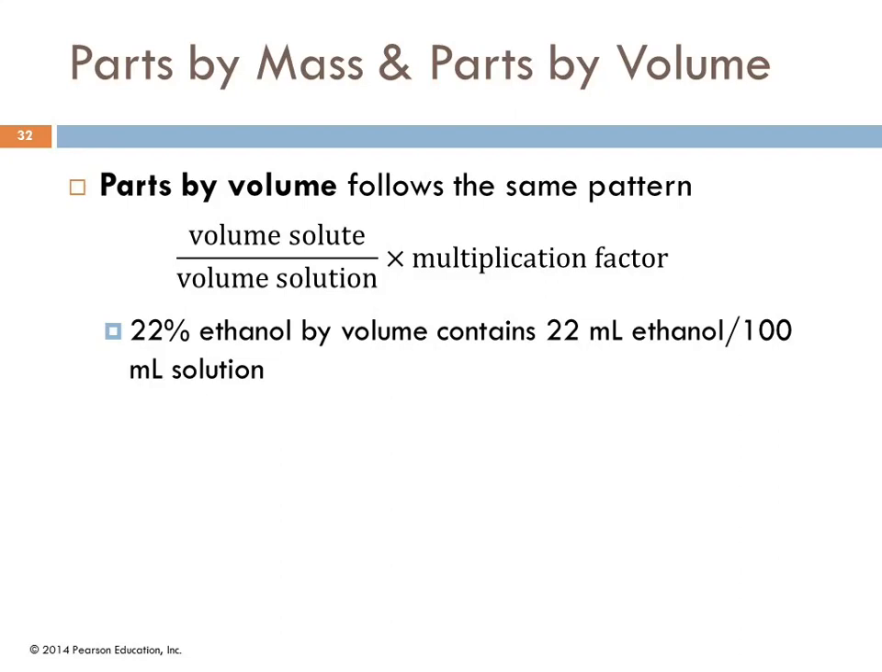Parts by volume, same pattern. It's just that the solution is made by measuring volumes instead of masses. This is more useful for liquids. So 22% ethanol by volume means that there are 22 milliliters of ethanol in 100 milliliters of solution. That could be slightly different than the mass percentage.